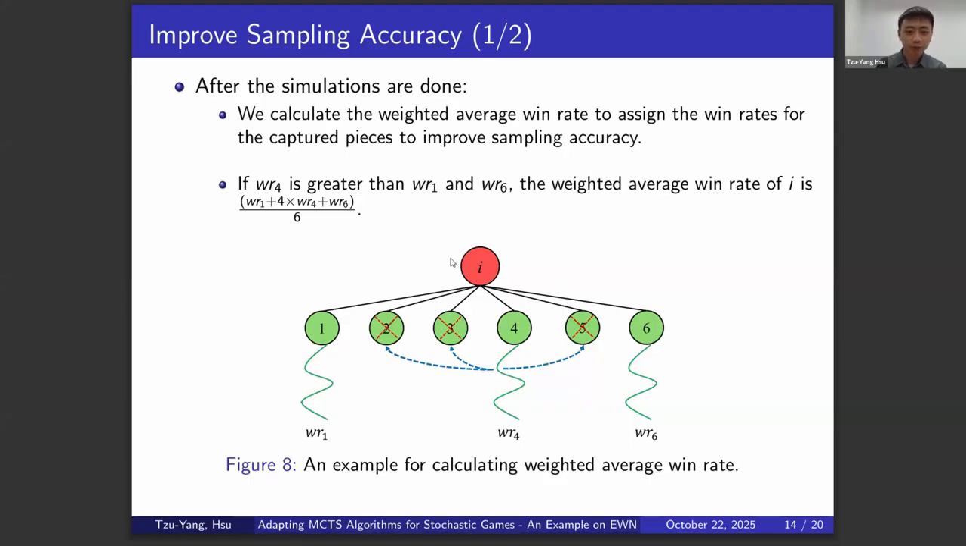For example, after the simulations, we can obtain the win rate of moving pieces 1, 4, and 6. And if the win rate of moving piece 4 is greater than that of pieces 1 and 6, we will choose piece 4 to move if we roll the numbers 2, 3, and 5. So the weighted average win rate of node I is calculated like this.